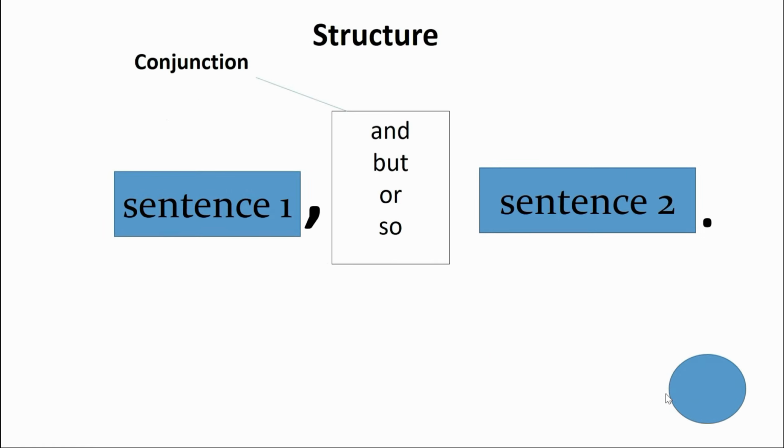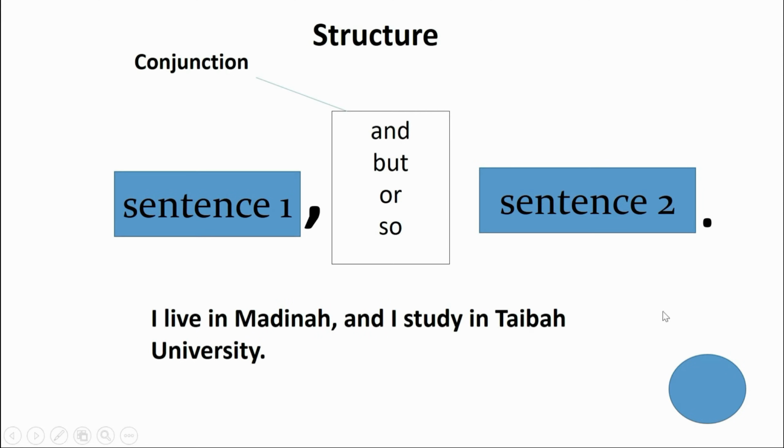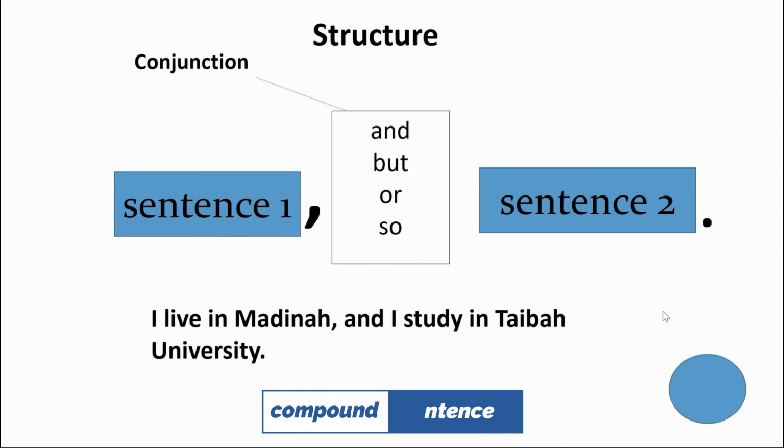Now let's look at the structure of a compound sentence in detail, how it looks. So we have sentence one, which will have after it a comma, and then we have a conjunction. And today we'll deal with and, but, or, and so. Then we have sentence two. And after that we have a full stop. I live in Medina, comma, and I study in Taiba University, full stop. This is the structure of a compound sentence.